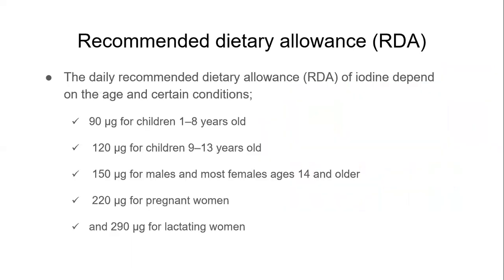Recommended dietary allowance. The recommended dietary allowance of iodine differs with the stage of development. Like the children of 1 to 8 years, 9 to 13 years. We have males and females of age 14 and older. Then we talk about pregnant women, and we talk about lactating women.